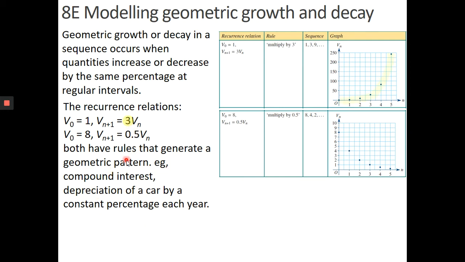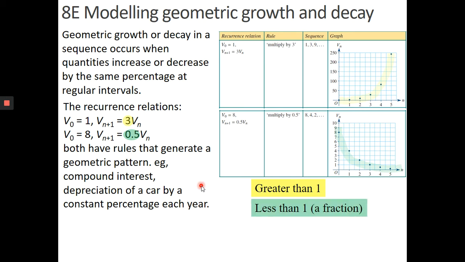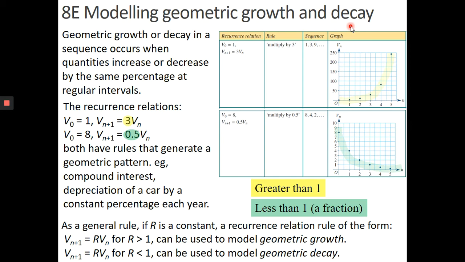So 3 and 0.5. What do you notice about those numbers? 3 is greater than 1. 0.5 less than 1. It's a fraction. So if it's greater than 1, it's growth. If it's less than 1, it's decay. So if R is greater than 1, growth. R is less than 1, decay.